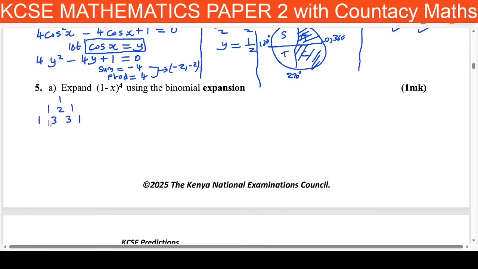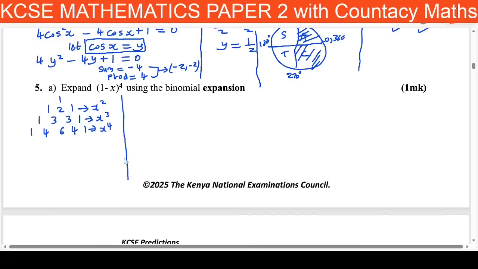Same case with this one, we add the numbers that are adjacent to each other. 1 plus 3 gives you 4, 3 and 3 gives you 6, 3 and 1 gives you 4, and finally we drop this one right there. So this is the binomial expansion for something squared. This is the binomial expansion for a certain number to power 3, and here is where our interest lies, and that is a number to power 4.